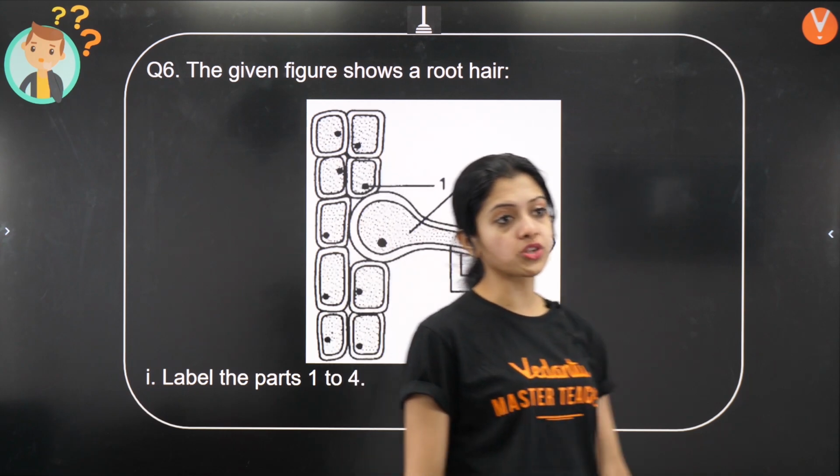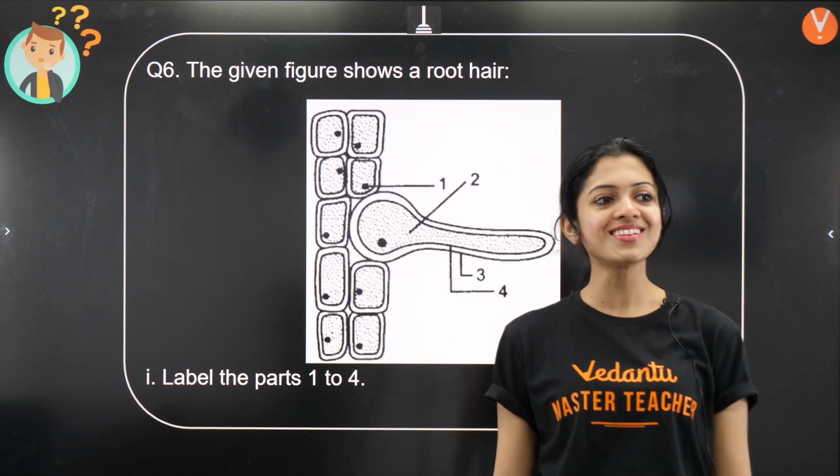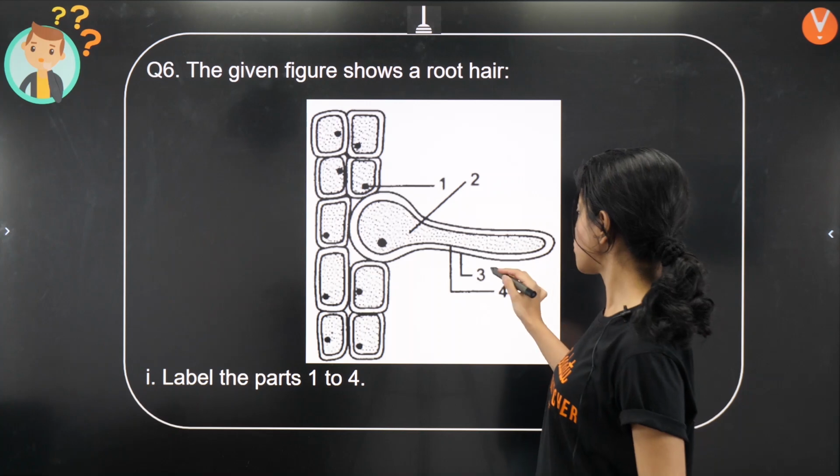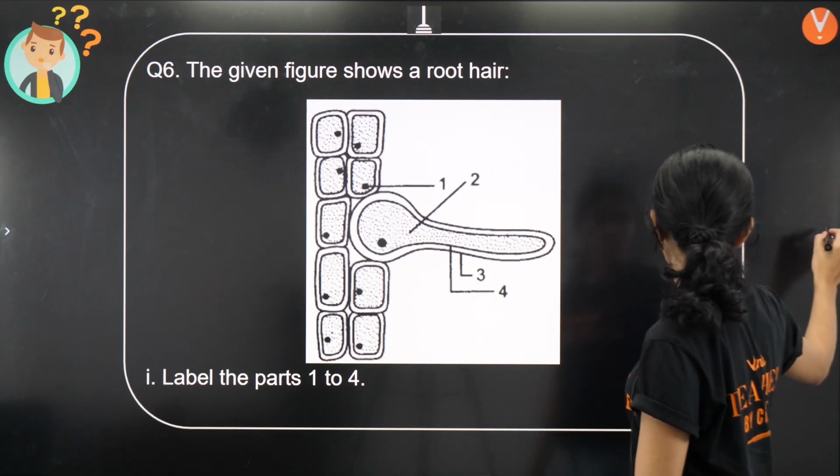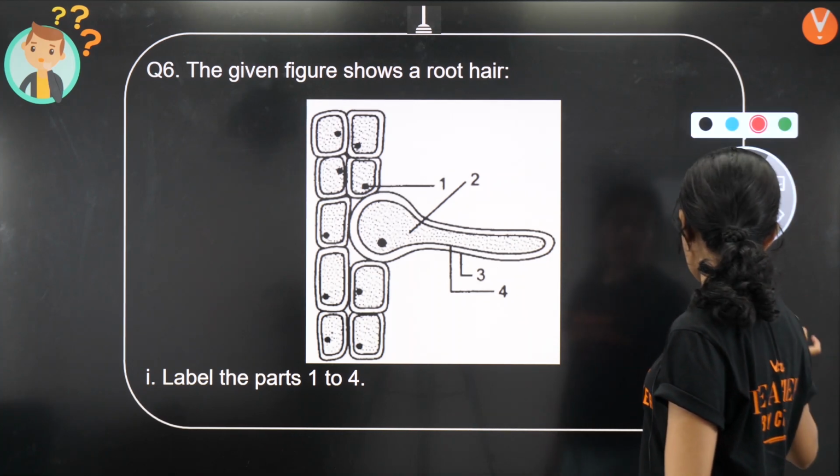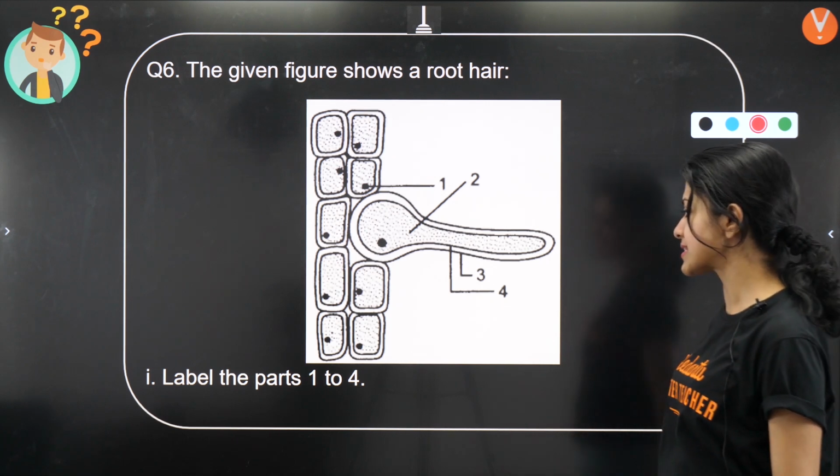The given figure shows a root hair. Label the parts 1 to 4. You've been given 4 parts. You are supposed to label them. Let's see how many of you come up with the correct labels.